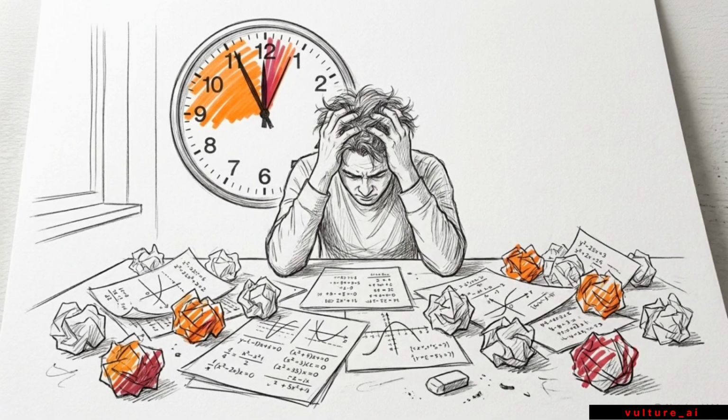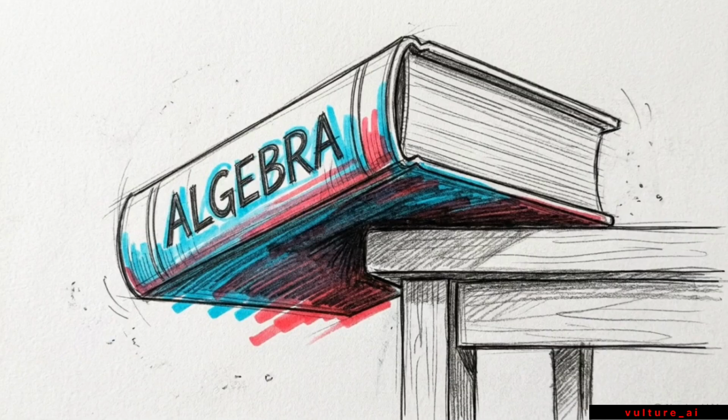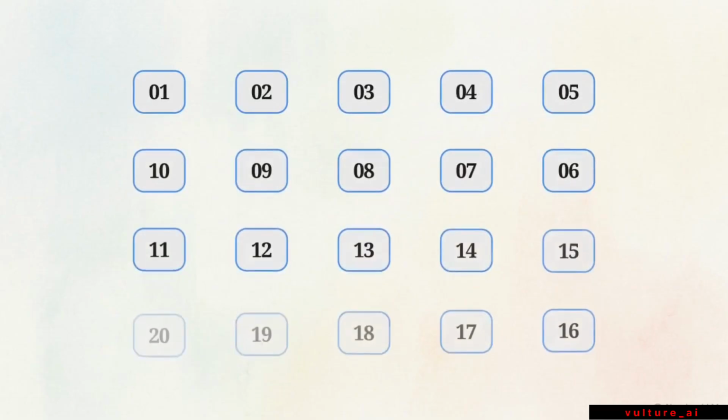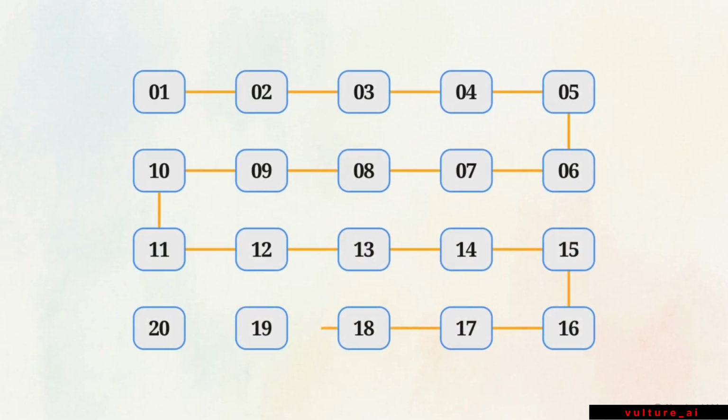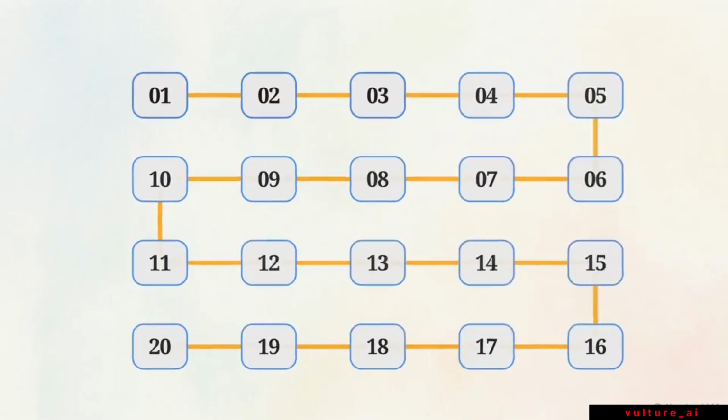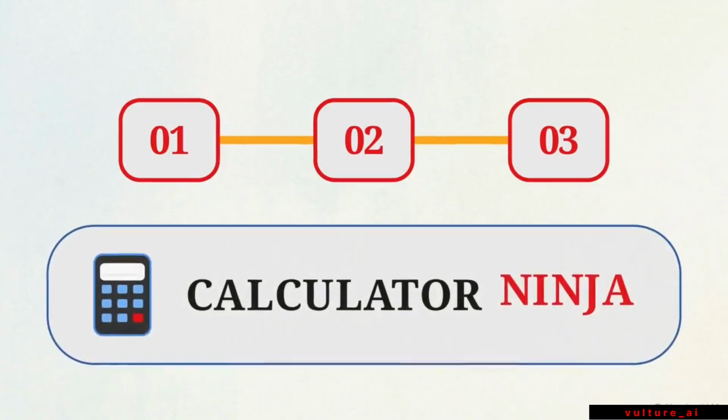Building traditional quadratic equations for sequence and series questions is a massive trap. It burns through your exam clock. We are going to bypass the algebra entirely. Here are 20 master tricks that turn long algebraic proofs into simple arithmetic, starting with our calculator ninja hacks.